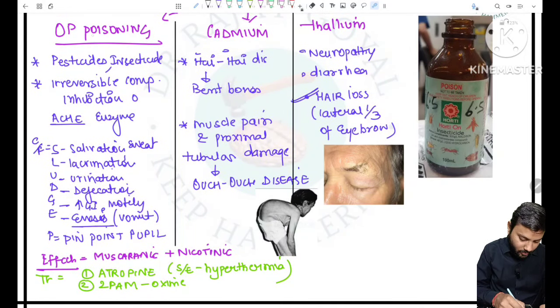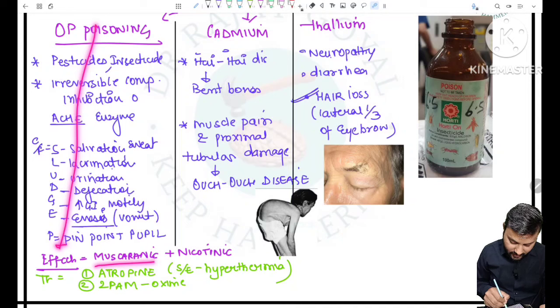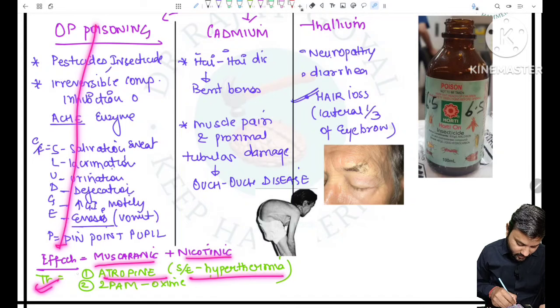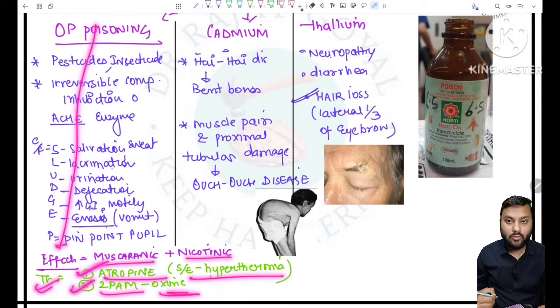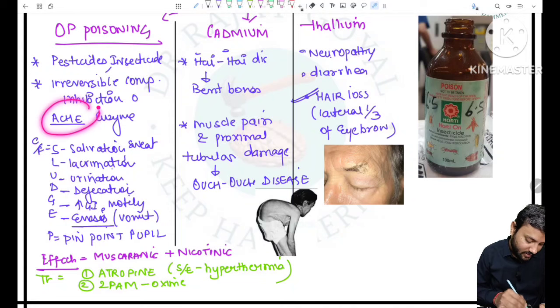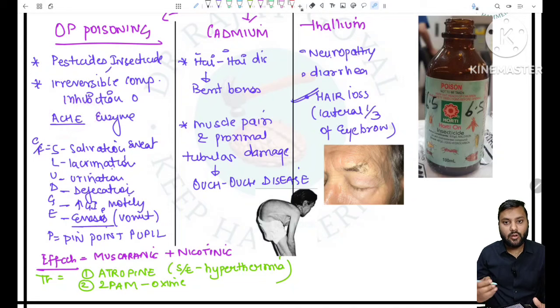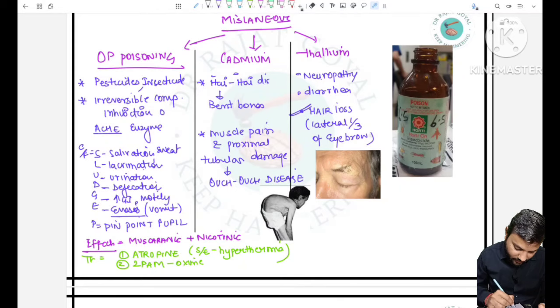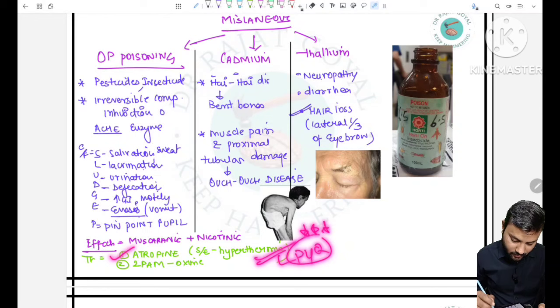So effects of OP poisoning will be both muscarinic and nicotinic, and treatment is atropine, which is an anticholinergic, and 2-PAM or oximes, which are used to replace or regenerate the acetylcholinesterase enzyme. So they are the activators of AChE. And the side effect of atropine, as in the previous year, is hyperthermia. So this is the PYQ.